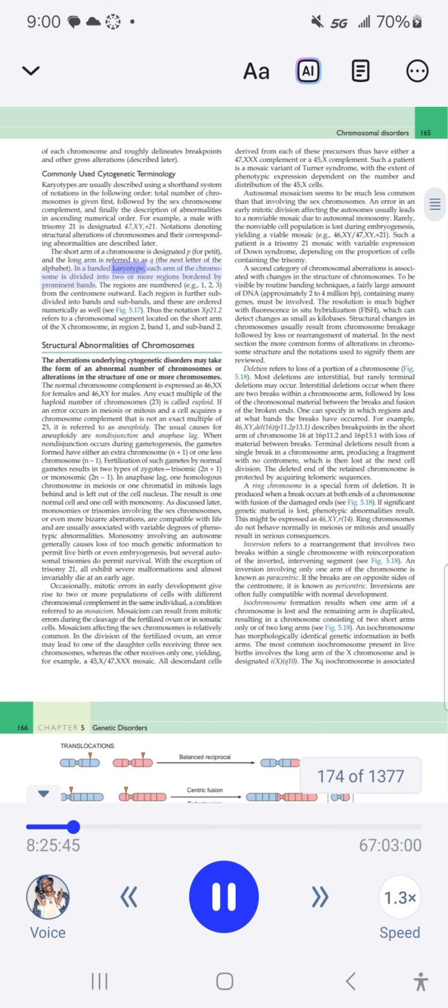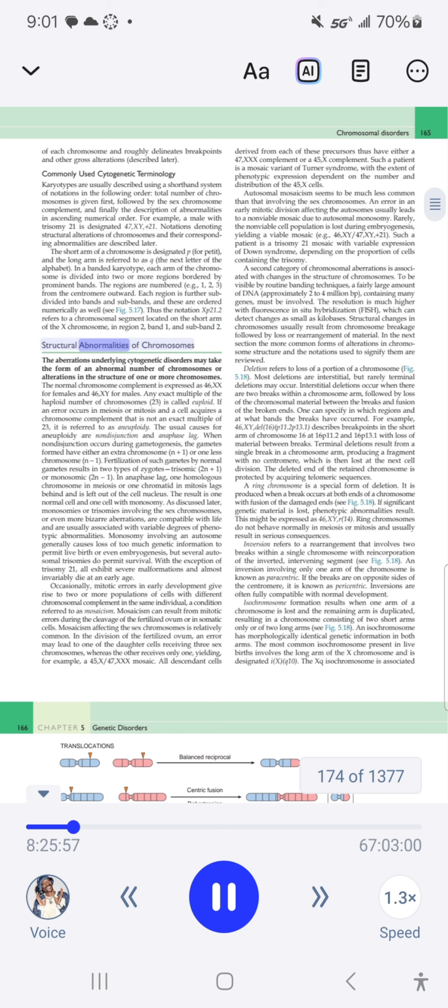In a banded karyotype, each arm of the chromosome is divided into 2 or more regions bordered by prominent bands. The regions are numbered, e.g., 1, 2, 3 from the centromere outward. Each region is further subdivided into bands and subbands, and these are ordered numerically as well. See figure 5.17. Thus, the notation Xp21.2 refers to a chromosomal segment located on the short arm of the X chromosome in region 2, band 1, and subband 2.